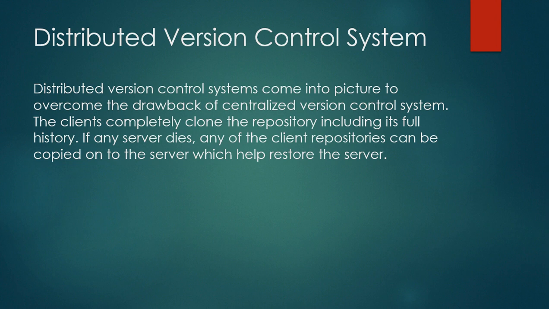So what happens in this? In this, the client completely clone the repository including its full history. If any server dies, any of the client repository can copy on the server, which help restore the server. So in this, all the servers, all the systems, all the developers have their latest code. So there is less complexity than centralized version control system.